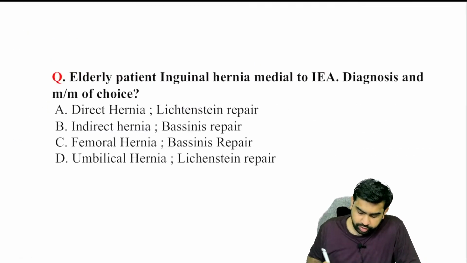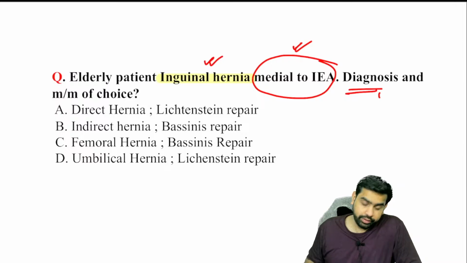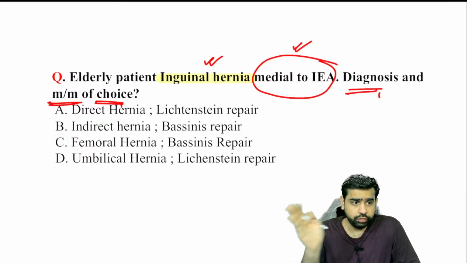Now let's try to understand this concept. There's an elderly patient with an inguinal hernia which is medial to the inferior epigastric artery. What is the diagnosis here, and what is the management of choice? So first of all, what is the diagnosis?